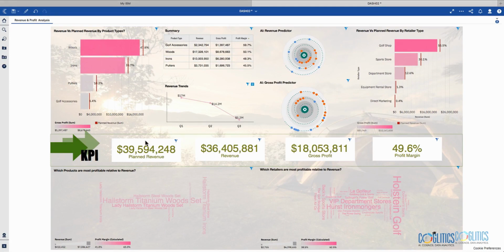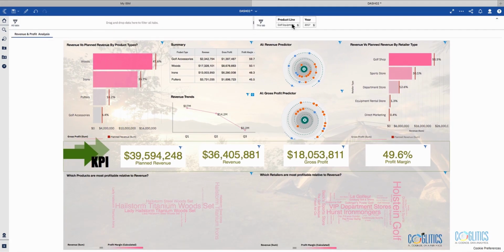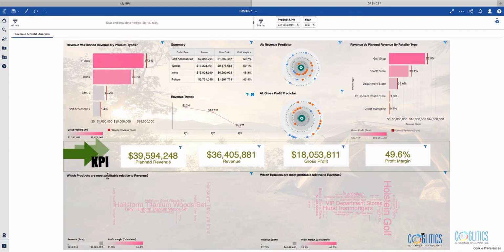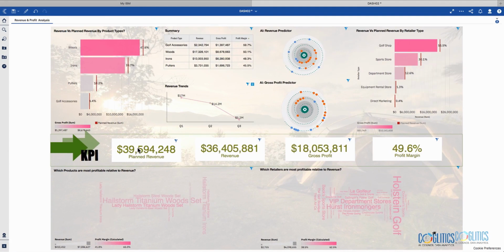Moving right along, I have some KPIs here in the center so that it tells us at any point in time that our planned revenue, in the context of our filtered product line, happens to be almost $40 million. This is our planned. Our current revenue is trailing our planned revenue. This is our gross profit, and this is our profit margin. Relative to our revenue, this is how much profit we are making in the context of our golf equipment.